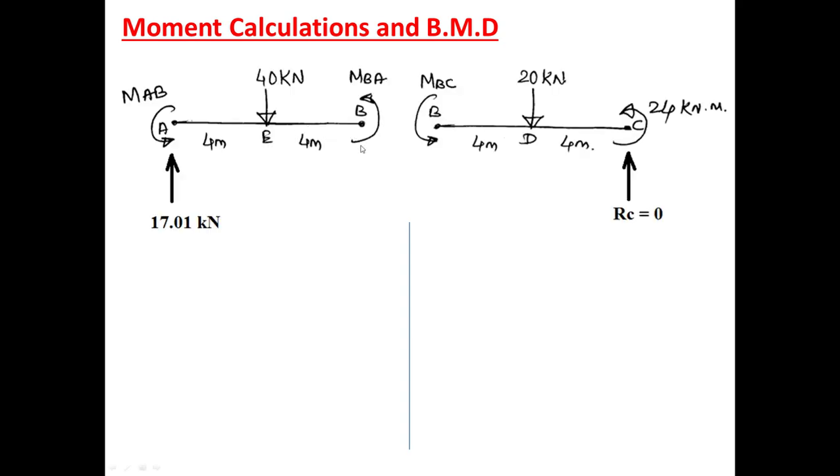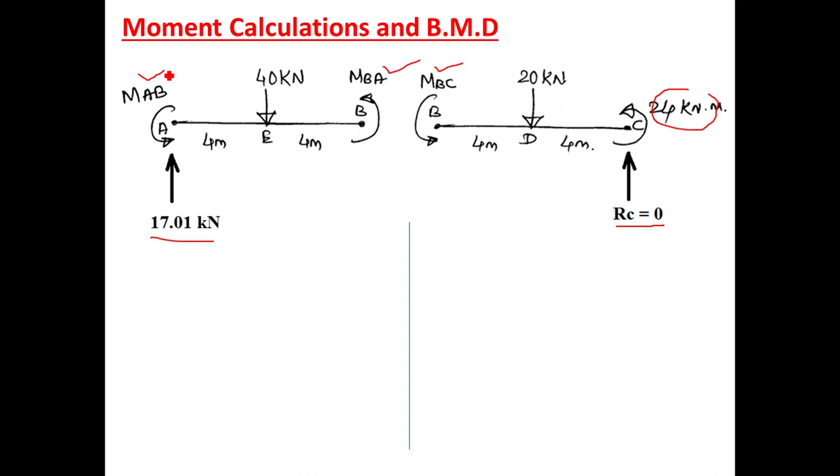So for the moment calculation, if you draw these two spans AB and BC separately, the vertical reaction at A is 17.01 kilonewton, and there is a moment at C, whose value is 24 kilonewton meter, which we have already calculated. Now the remaining three moments, that is moment at A, MAB, moment at B for B to A, MBA, and moment at B for B to C, MBC, are unknown. So these three moments we have to calculate.